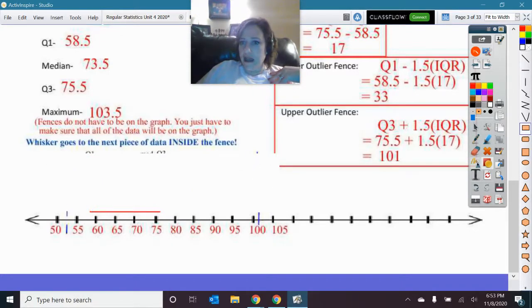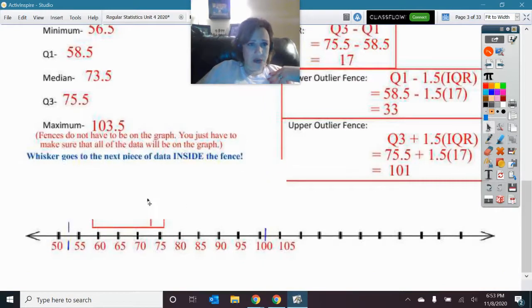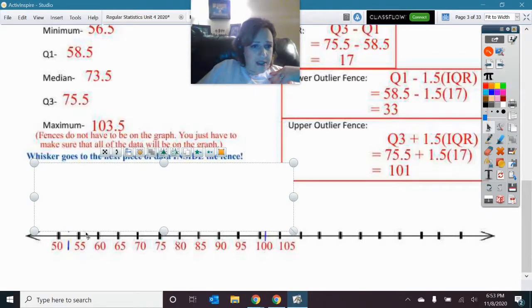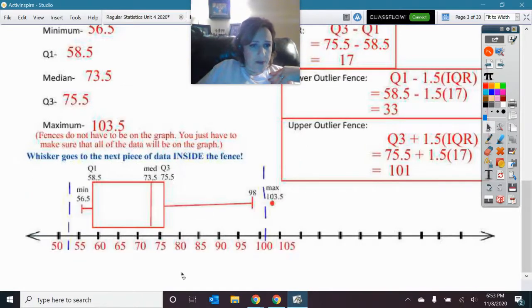Okay, so there is our scale. Now we're going to go ahead and do our box. The box is going to go from your Q1 to your Q3. So we want to put this box from the Q1, 58.5, so find 58.5 and then go to 75.5. That's how you put your box in there.